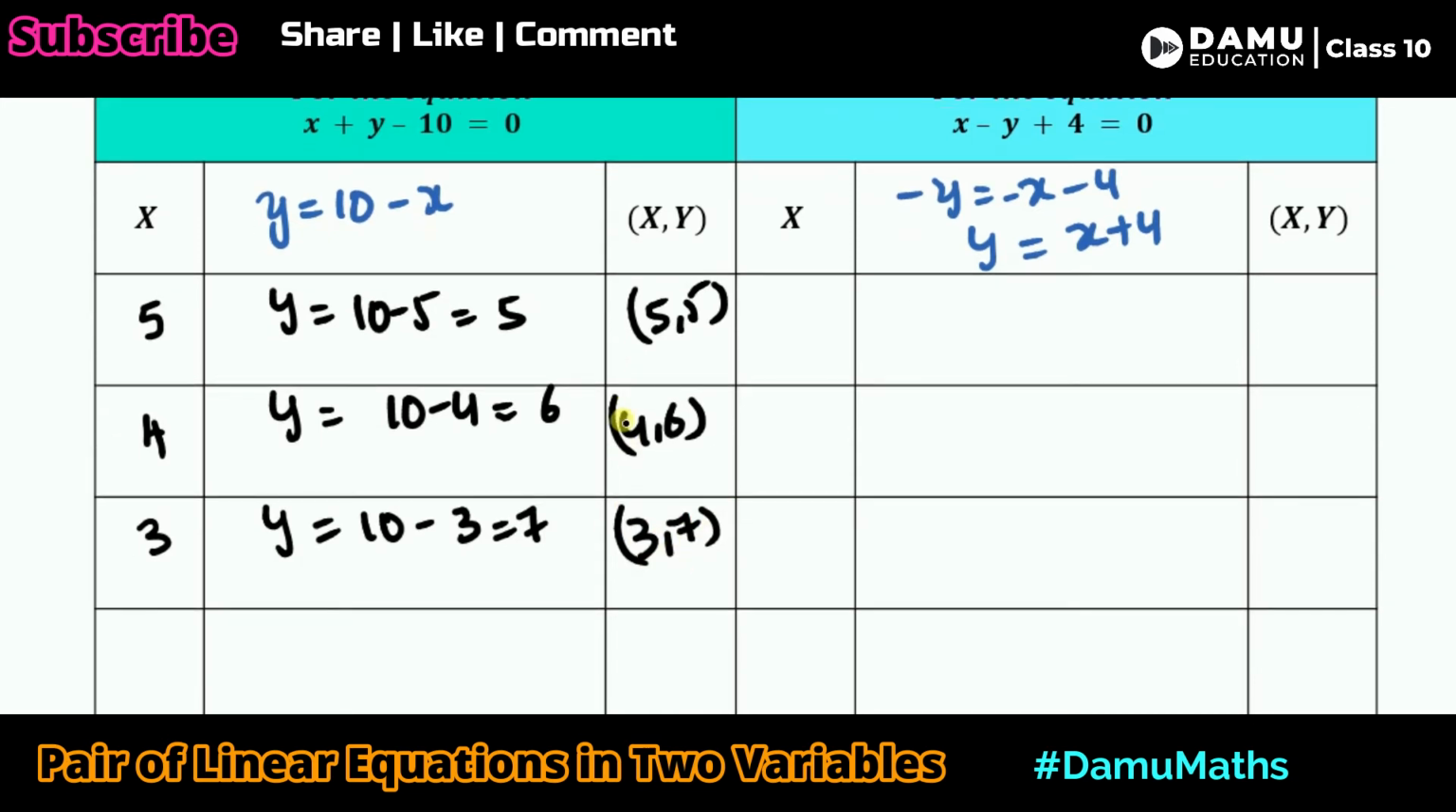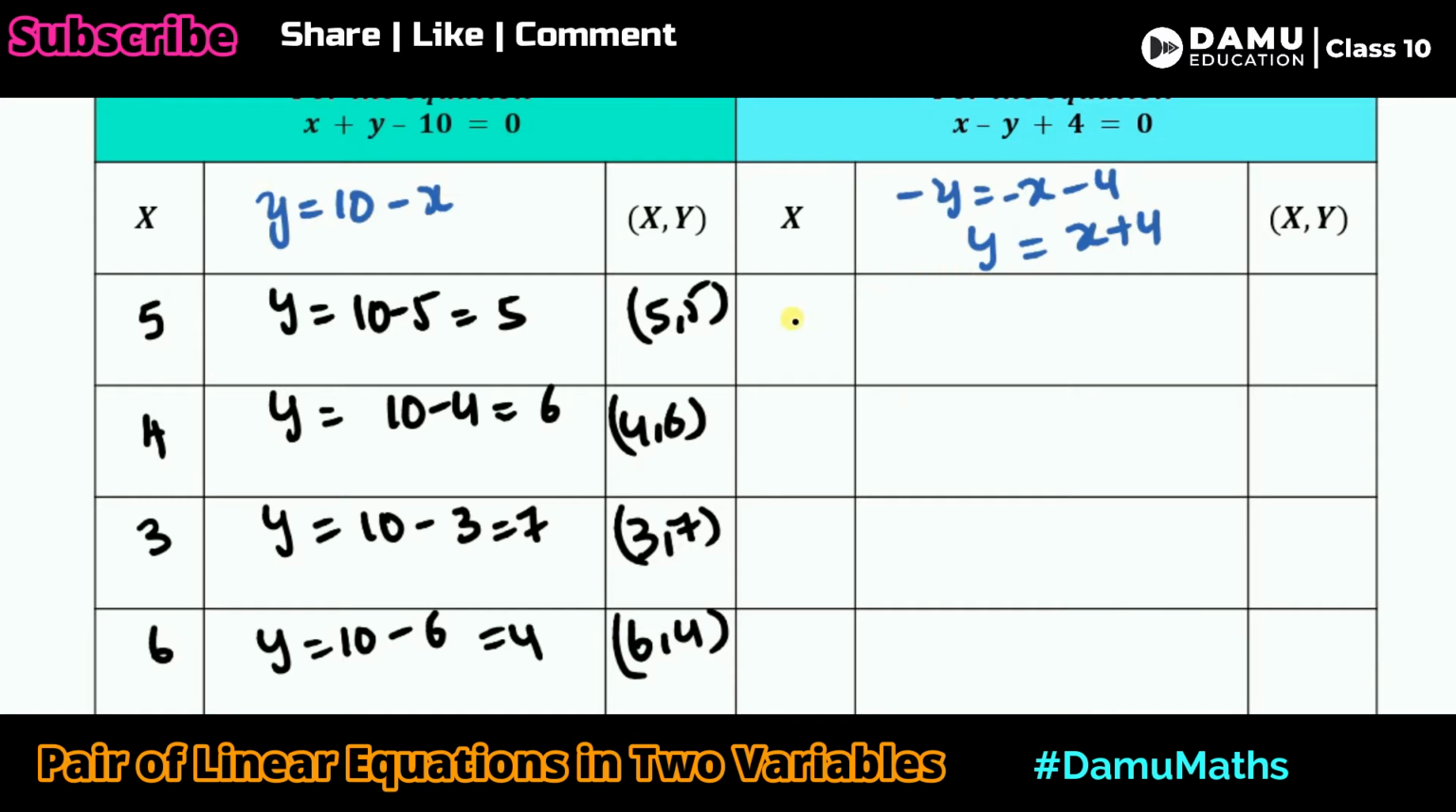Let's take negative values also. We can take negative values, but it will increase the value of this. So let's take around 6. Then y will be equal to 10 minus 6. We will get 4. Then 6 comma 4. So that is the value.